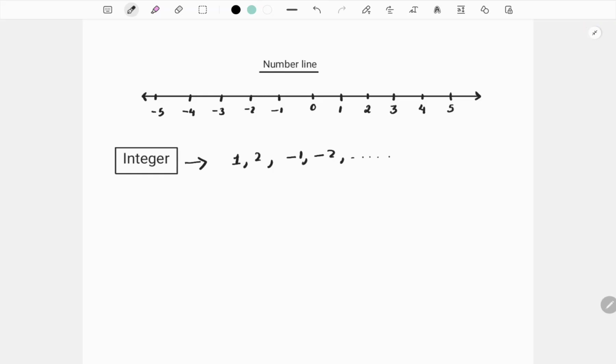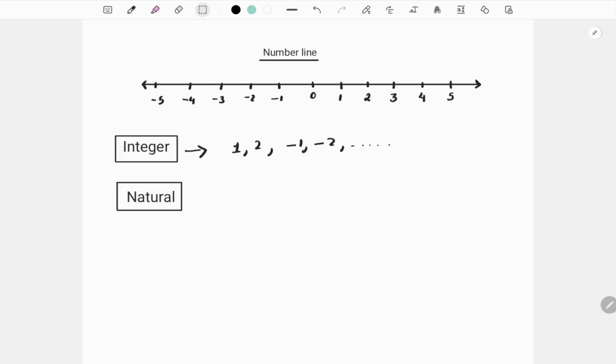Now let us go to the natural numbers. Natural numbers are positive integers starting from 1. They are also called counting numbers. For example, 1, 2, 3, 4, 5, and so on. These numbers can also be spotted on the number line, and hence natural numbers are real numbers.